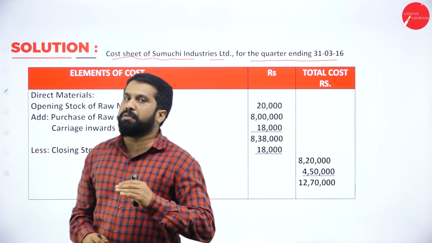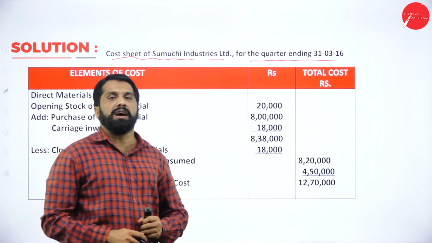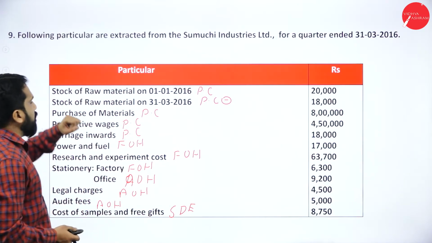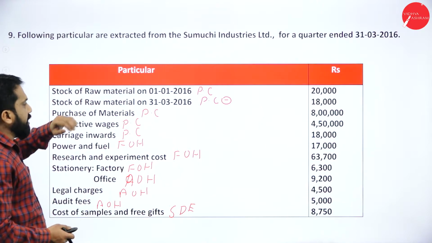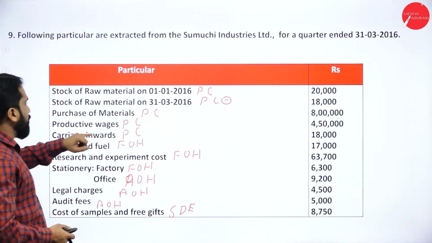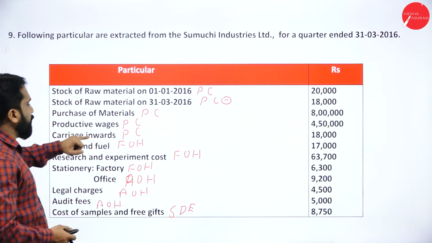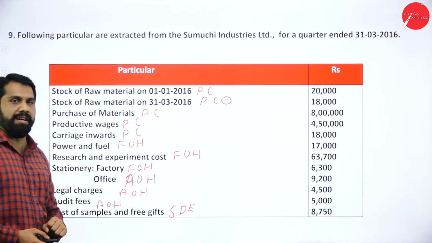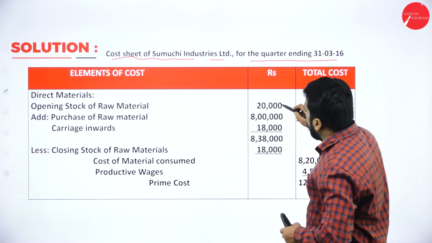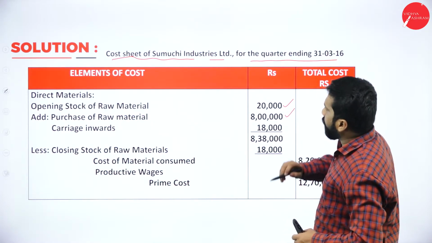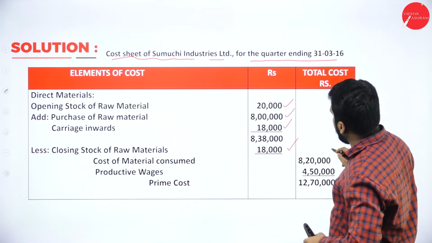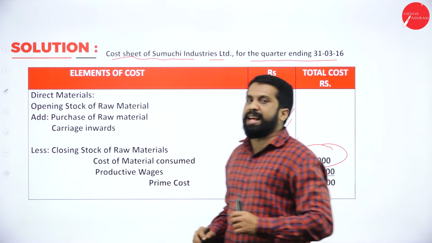Now, whatever we have mentioned as prime cost, we have taken. I'll go back to your question. See, these are your prime cost items: opening raw material, closing, add and minus, as well as prime cost. 1, 2, 3, 4, 5. So in total you have 5 items. Now, opening stock of raw material, purchase of raw material, carriage inward, minus closing stock. Done. So if you do everything, you will get 8,20,000.